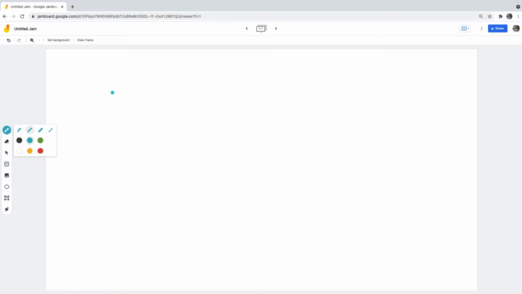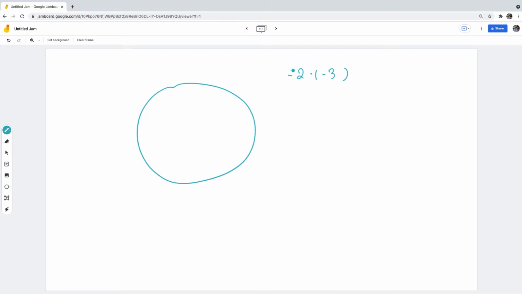Okay, so let me draw it. Here is a circle, and we need to show negative 2 times negative 3, right? So that negative means we are taking out, take out what? Two groups of negative 3. Negative 3, so red chips, right?